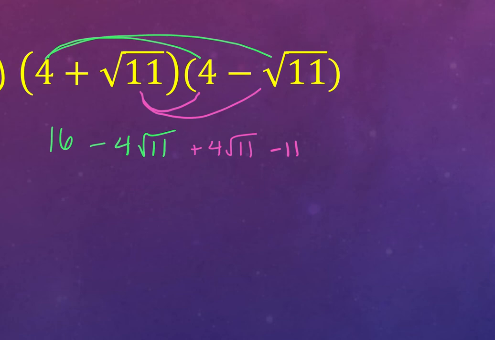Now what? You add them all together. Good. These are like terms. 16 minus 11 becomes? 5. And then what happens to negative 4 root 11 and positive 4 root 11? Cancel out. This is just 5.